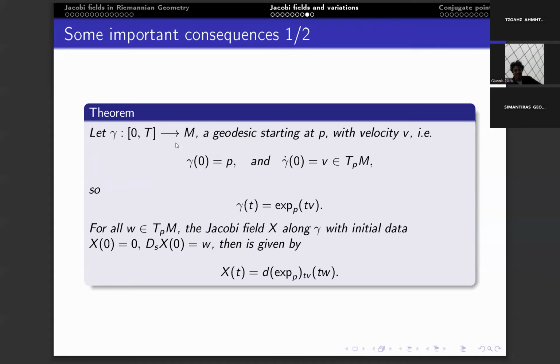Here we have another theorem that connects the Jacobi field with the exponential map. We start with a geodesic gamma defined in an interval here of this notation. We start at the point P with velocity V, this condition here. So the geodesic has a parameterization of this type. And for all vectors W inside the tangent space over P, the Jacobi field X along gamma with these two initial conditions can be given by this formula, here using the differential of the exponential map at the point tV here.